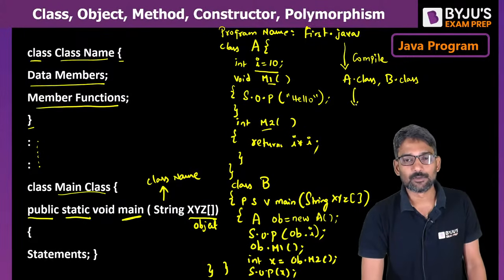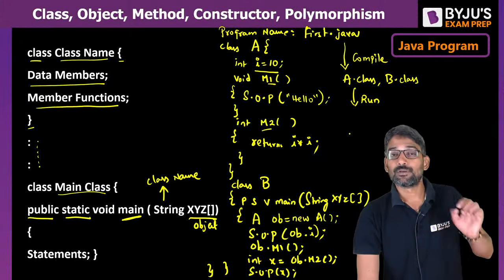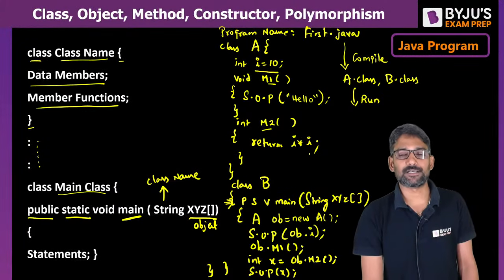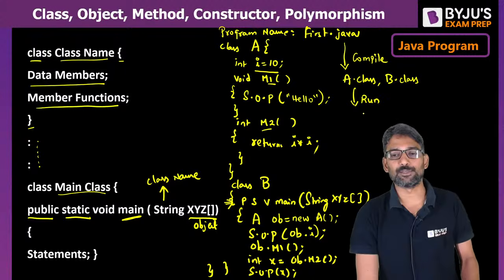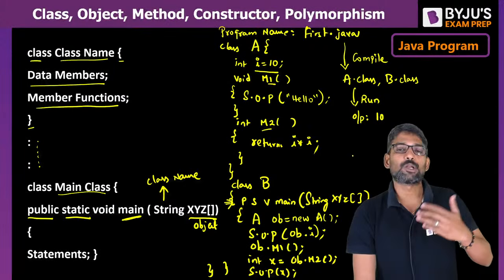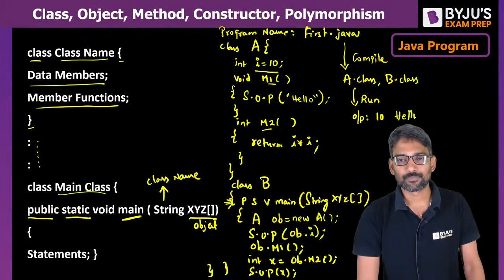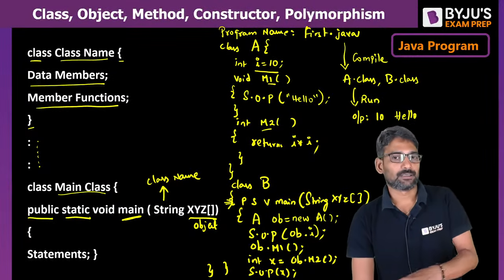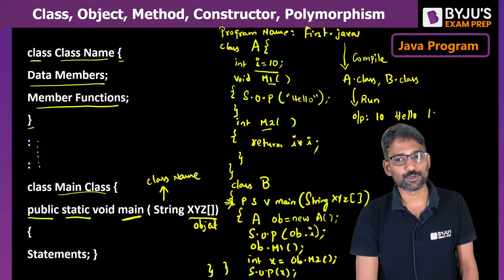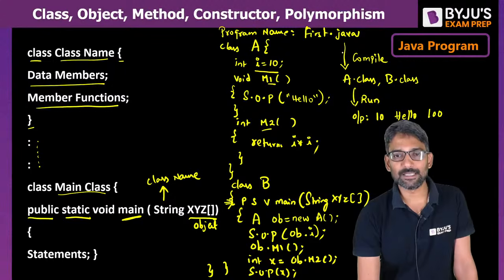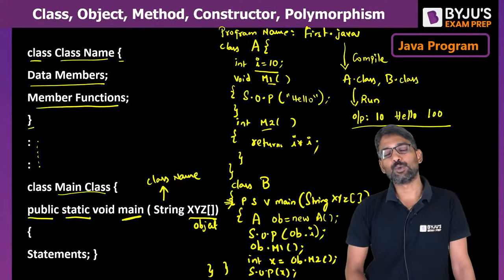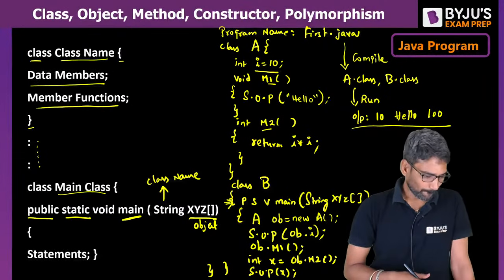And then whenever you run this program, execution starts from the main method as usual. So the object ob gets created. Through that object we are printing the I value, so you will get 10. Then you are calling the m1 method, so you will get hello. Then you are calling m2, which returns 10 into 10, 100, and you store that in x and then print x. So you will get 100. If you compile and execute this, this is the output you get: 10 hello 100. Okay.